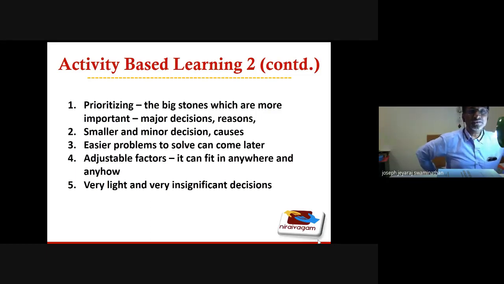Then the third one, we put the soil. Easier problems to solve can come later. Then the adjustable factors, water, which can fit in anywhere. Those which you can adjust in any situation, you put at the fourth place. And finally, very light, very insignificant decisions can be the last one. They can fit anywhere. The flowers are just there. You find here a very simple, very practical way of understanding what you should do.